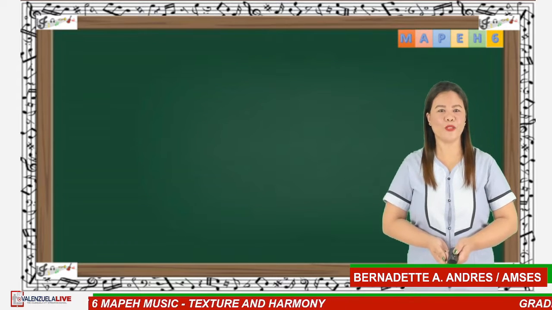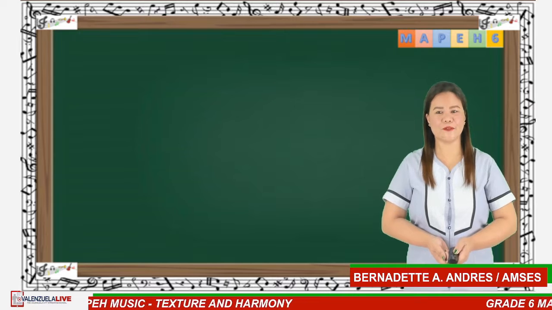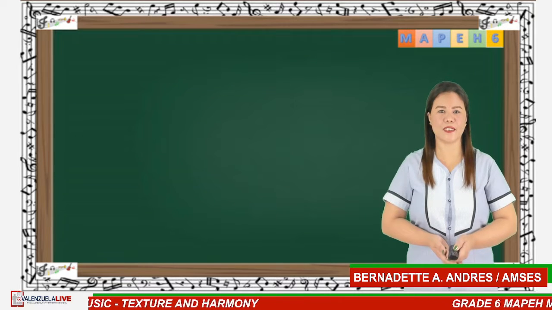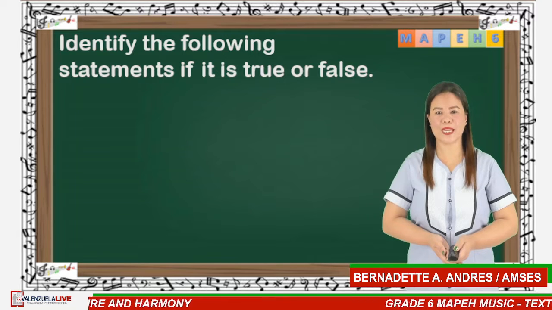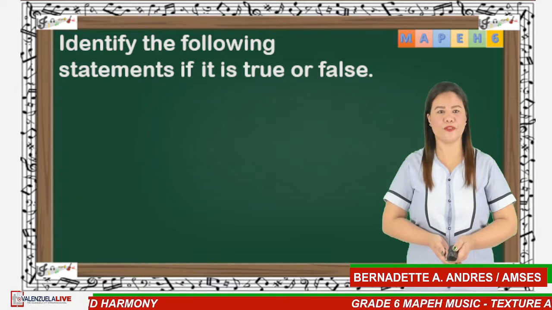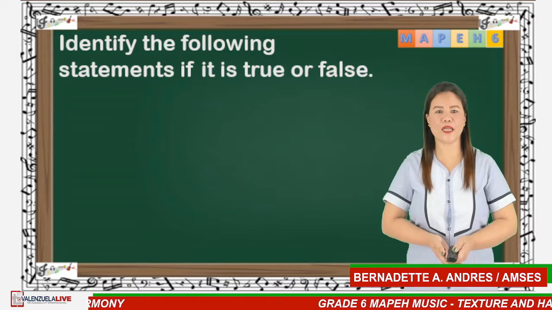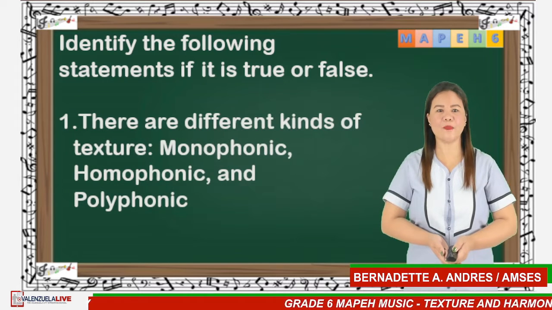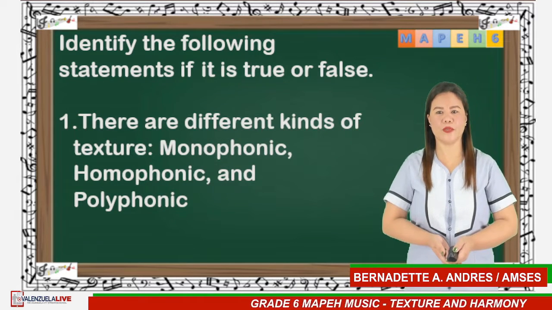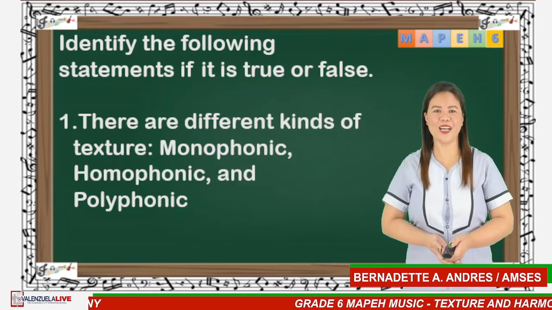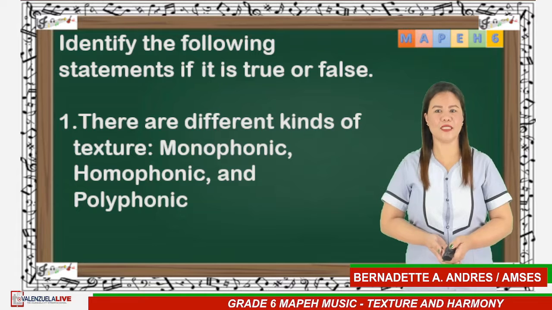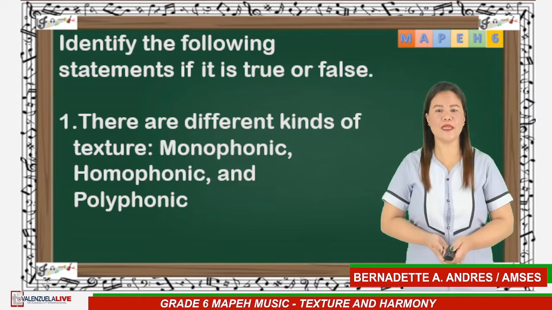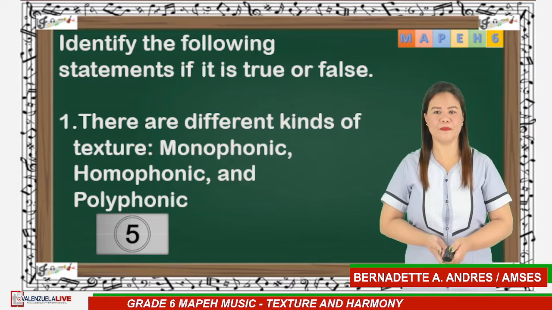Before moving on with our lesson, let us first answer the following activity. You are going to identify whether the following statements are true or false. I will give you 5 seconds to answer. Please type your answer in the comment section below. Number 1, there are different kinds of texture: monophonic, homophonic, and polyphonic. Your timer starts now.